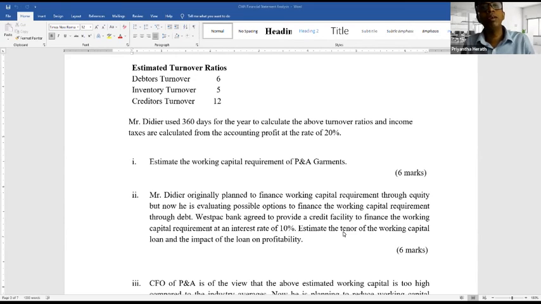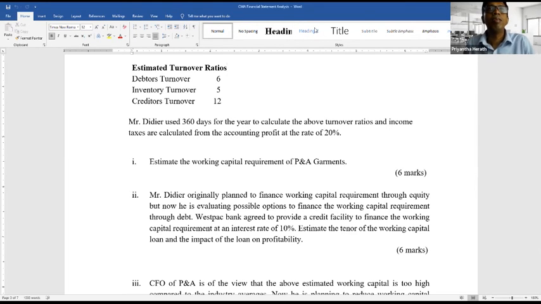Right? Two things. You need to estimate the loan period as well as the impact of the loan on the profitability. So this question has 2 parts. Loan period you need to estimate. To calculate the period, you need to calculate debtors days, inventory days, and creditors days. And the impact on profitability, let's calculate a little later.